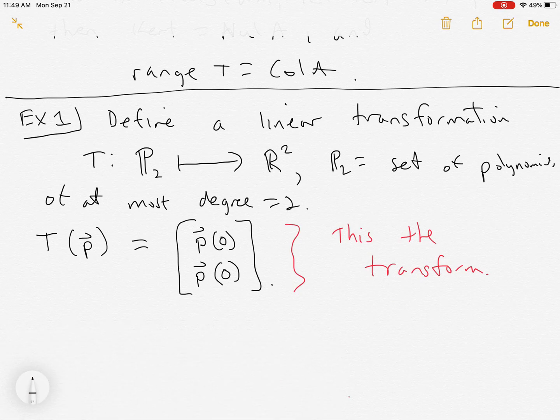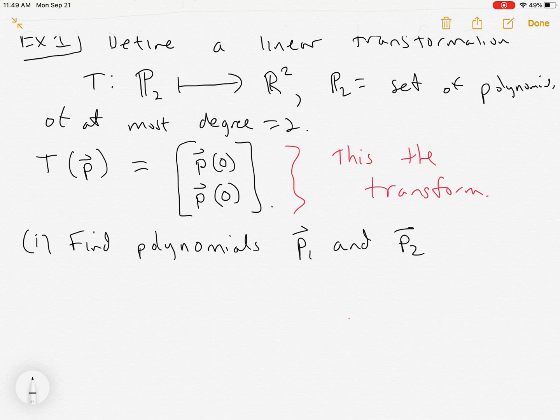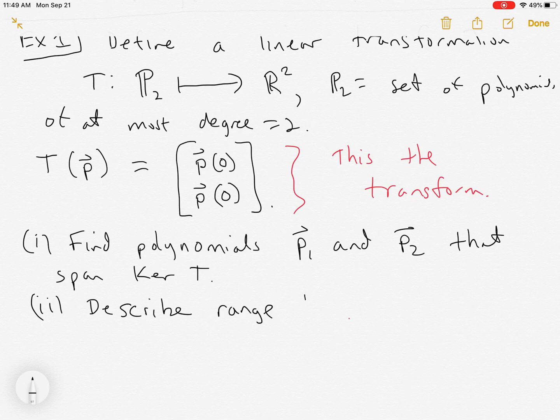Okay, so now this is really fun. Now, so 1, we want to find polynomials P1 and P2 that span the kernel of T. And then 2, we want to describe the range of T.